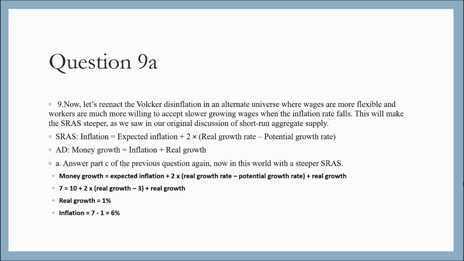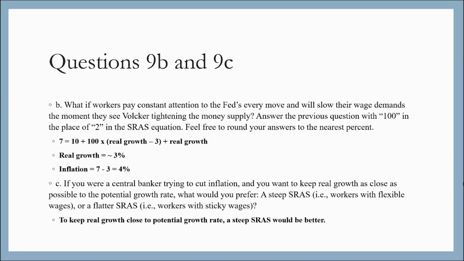So in this question, we have to calculate inflation and real growth, which are calculated combining the two equations shown above. So doing this, the real growth is 1% and inflation is 6%. So question B is the same as question A, except with a 100 in place of the 2, making a steeper SRAS. So real growth is about 3% and inflation is therefore 4%. So part C, if you are a central banker trying to cut inflation and you want to keep real growth close to the potential growth rate, you would prefer a steep SRAS as seen in the previous 2 parts because this caused the inflation to be lower and real growth to be closer to potential growth.